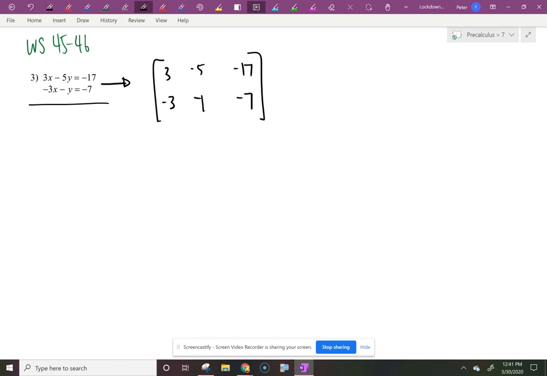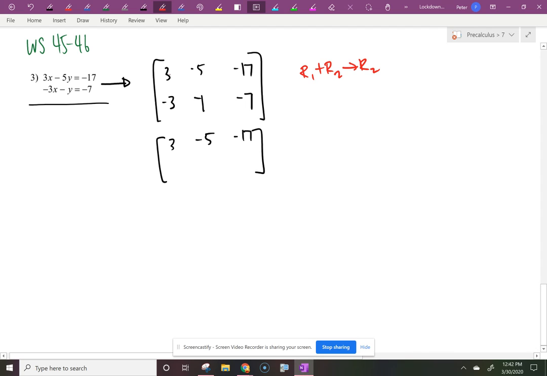So what I'm going to do now is, usually my job would be, I would want a 1 right here in this highlighted spot. So I would divide this whole row by 3. But I don't want to do that just yet because the math is going to be really easy to add these two rows together. So what I'm actually going to do is take row 1 and add it to row 2 and stick that in row 2. So row 1 is going to stay the same because I'm not really doing anything to it. But I'm going to add it to row 2.